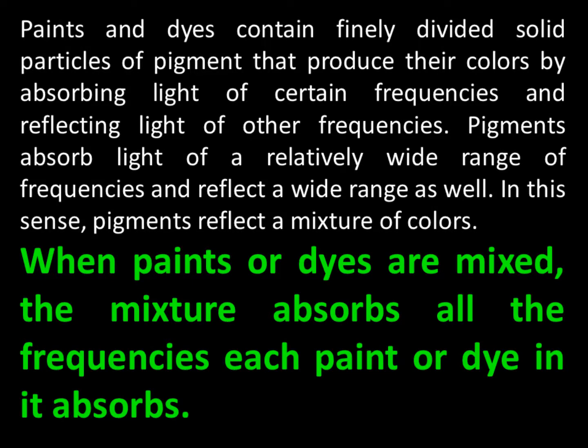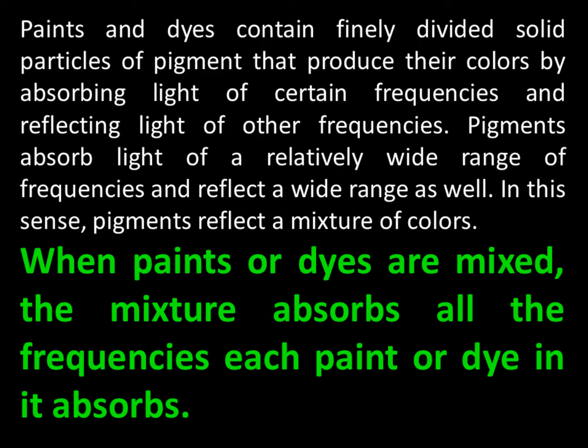Paints and dyes contain finely divided solid particles of pigment that produce their colors by absorbing light of certain frequencies and reflecting color of other frequencies. Pigments absorb light of a relatively wide range of frequencies and reflect a wide range as well. In this sense, pigments reflect a mixture of colors. When paints or dyes are mixed, the mixture absorbs all the frequencies each paint or dye in it absorbs. So again, when you're talking about color of pigments, it's going to be different than addition, but you still have to keep into account that it's light that gives the pigments its color, not the pigment itself.